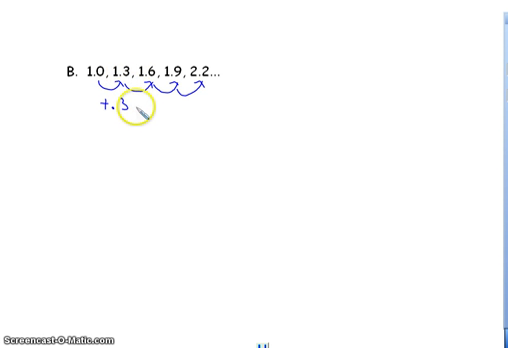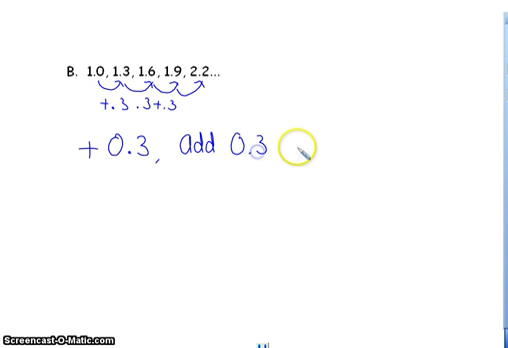1.3 plus 0.3, or 3/10 if you want to say it that way, is 1.6. 1.6 plus 3/10 again is 1.9. It's going to keep going. So my pattern here is to add 0.3. Or you can write add 0.3 to each term.